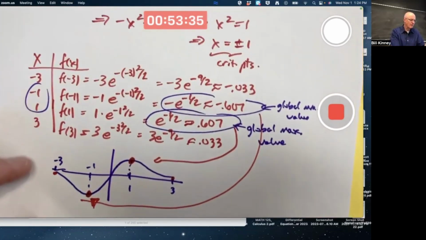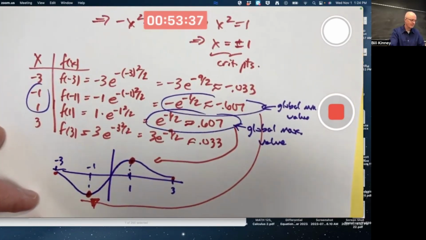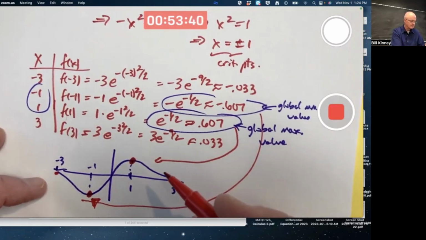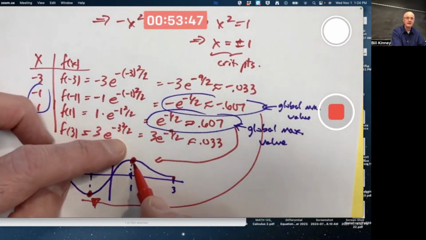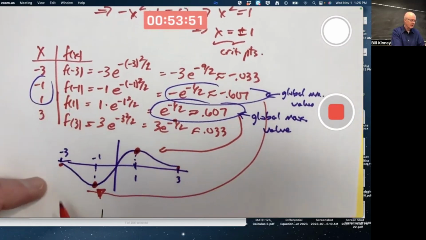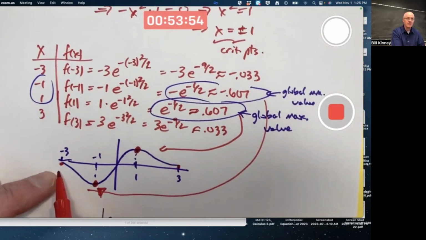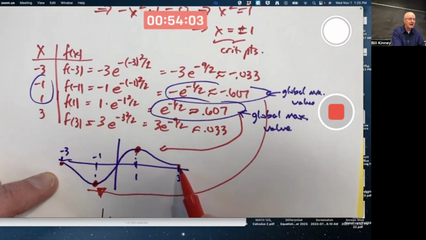If we were after local maxes and mins in this problem, being a global min there means it would also be a local min. Being a global max there would also mean it's a local max. This one is not a global min or a global max, but it is a local max. It's higher than nearby points. This one's not global max or min, but it is a local min. It's not global, but it is local.